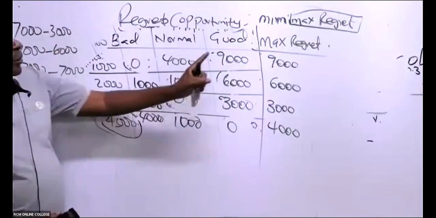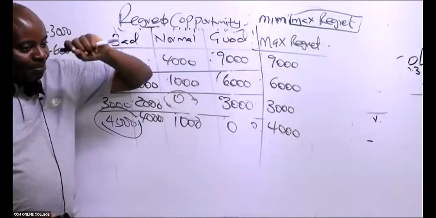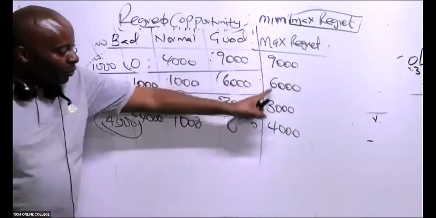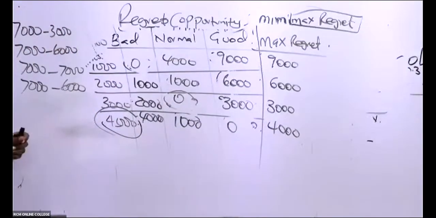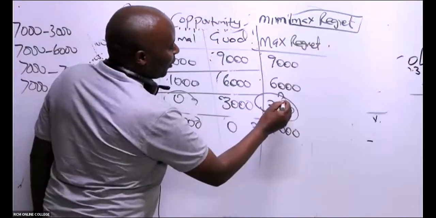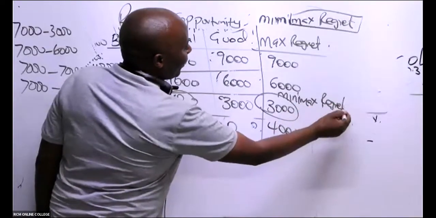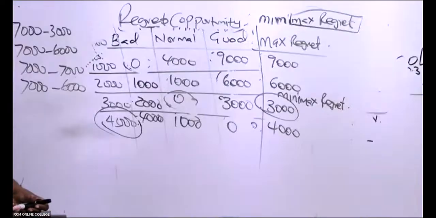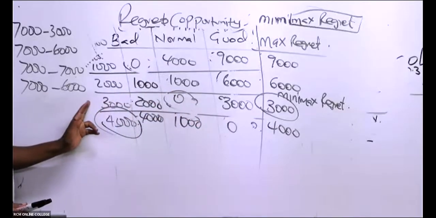After coming up with the maximum regrets, the optimal choice will be the minimum. Of which the minimum here will be 3,000. So this is what we call minimax regret. Under minimax regret, what are we advising them to do? This is the answer, 3,000.